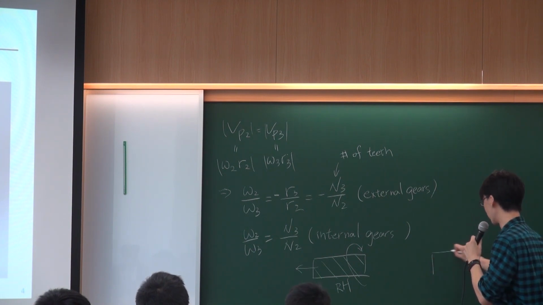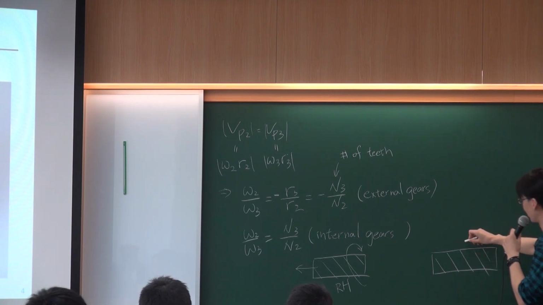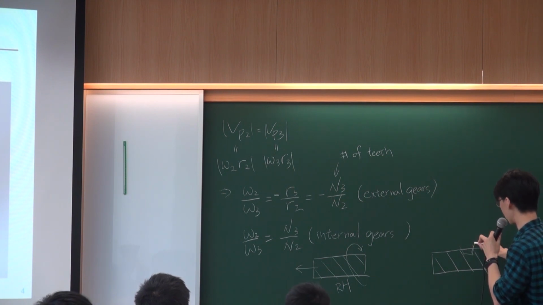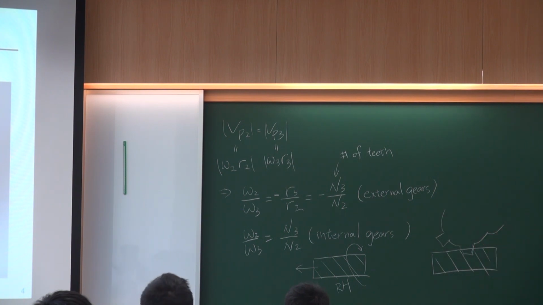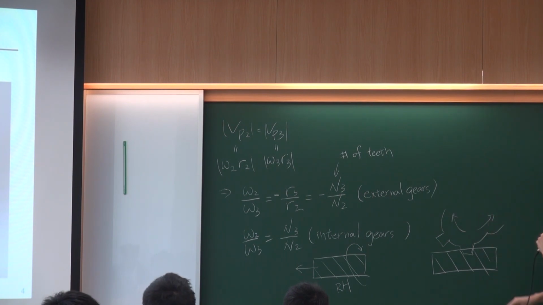So if I am using this right-hand helix to drive that gear, the gear looks like this. Right now, if I'm rotating according to my right-hand direction, which direction should this one turn? Should it turn counterclockwise or clockwise? How do you think? Yeah, it should be this one.